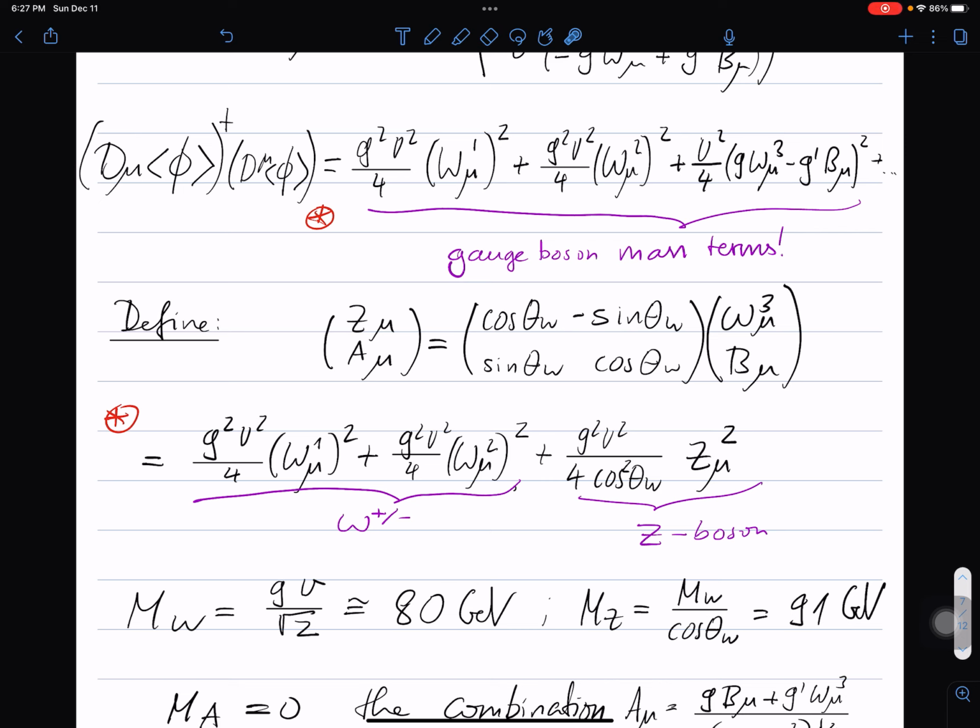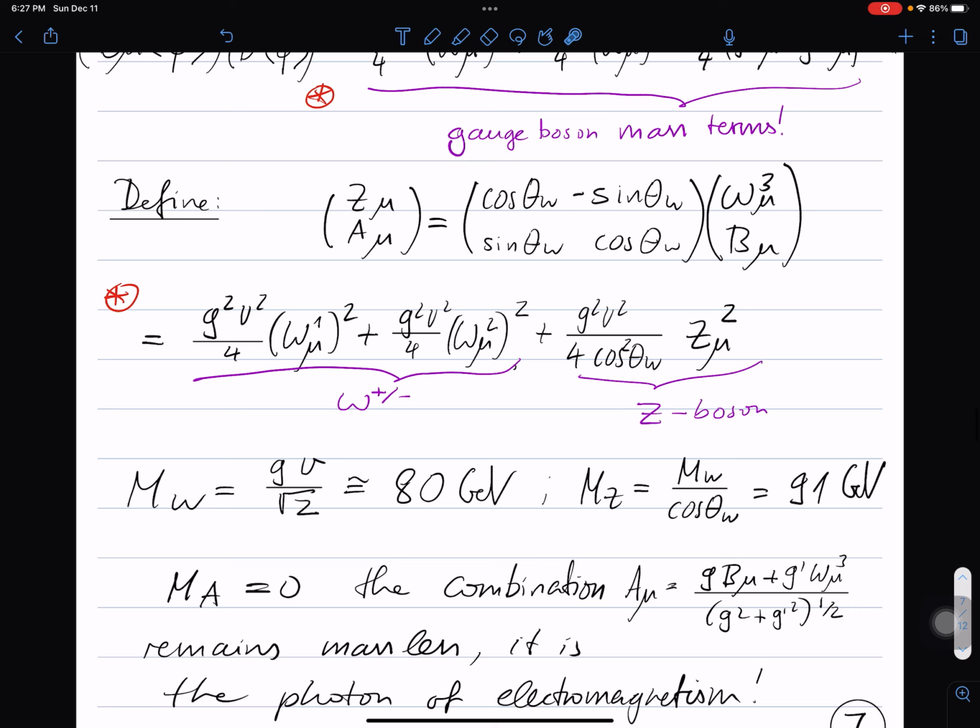Those are equal. Those will be the W plus and minus gauge bosons. And this one has no electric charge, but it has a mass term that is related to these ones, while the MW is the square root of this factor times 2, essentially g times v over square root of 2, is 80 GeV. Given that this is 246 GeV, we know that this has to be 80 GeV, and MZ is MW, the same term here, divided by this cos theta.